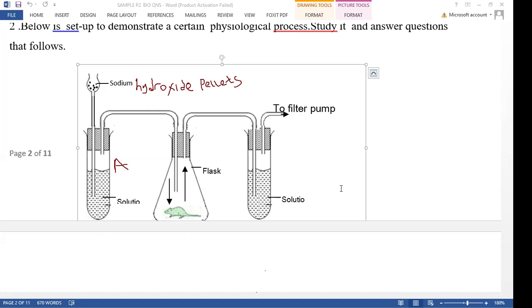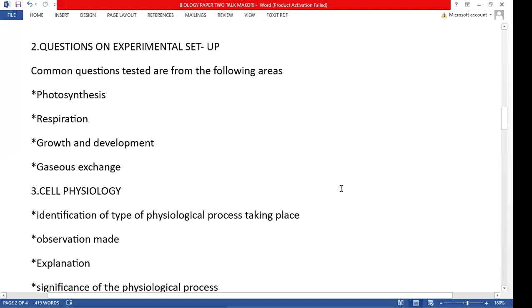So last year, we had a question on the cell physiology, and most of the students didn't score good marks on that part. On this cell physiology, the first thing we are supposed to do is identify the type of physiological process that is taking place. We later go to the document, but we know the common types of processes that we normally have.